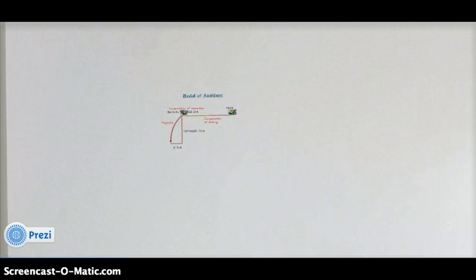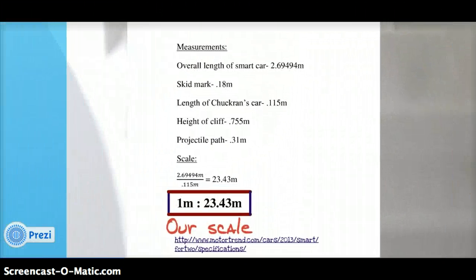We used these measurements to determine our scale, which was 1 meter is 23.43 meters. We got this by taking the length of our smart car, which is 2.69494 meters, and dividing that by the length of Chuckran's car, which was 0.115 meters. And the length of Chuckran's car was the length of the car in the mock accident.